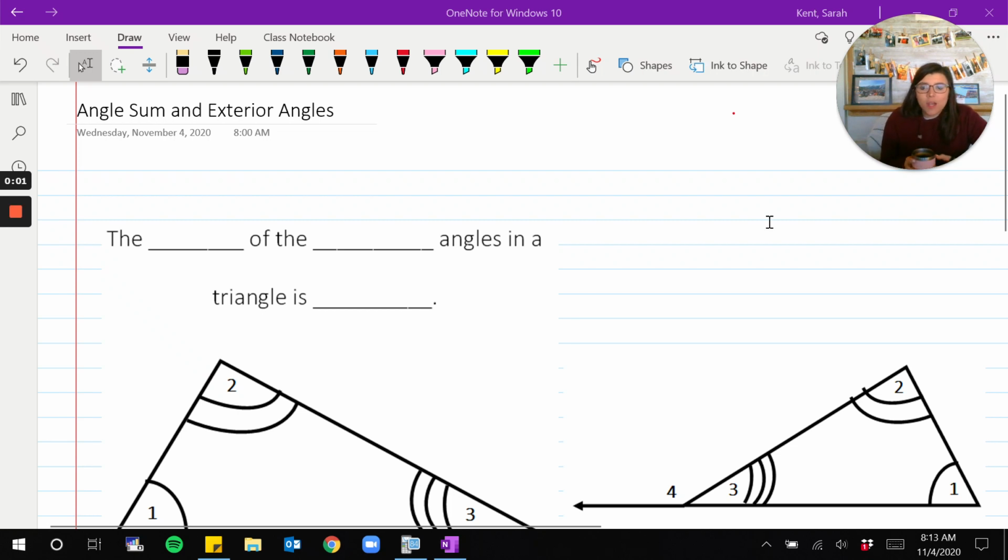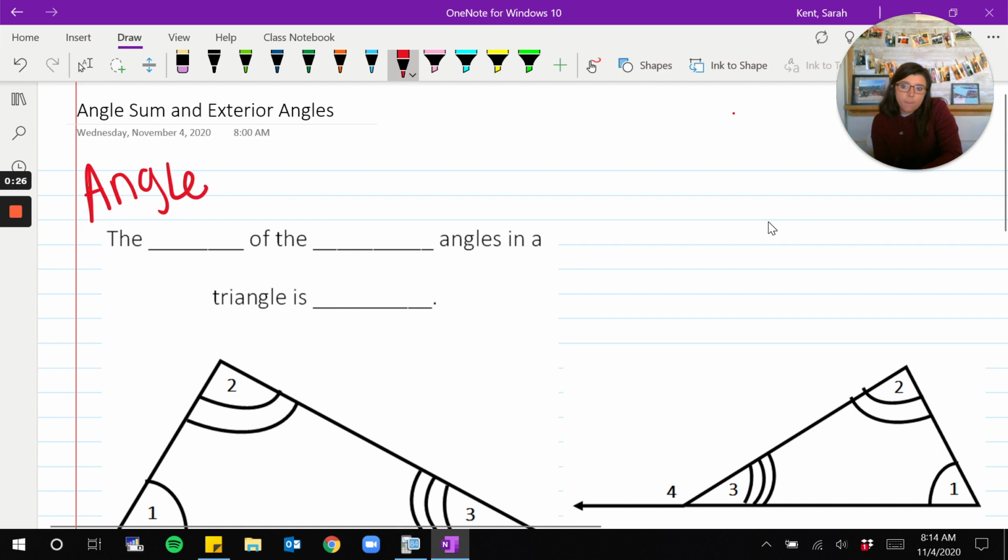All right, this week we are starting Unit 4, which is looking at triangles. So we're going to be looking at angles in triangles. We're going to be looking at their sides and how they all connect. So today we're going to start with two theorems that are looking at some angles on our triangles. So the first theorem we're going to look at is the angle sum theorem.